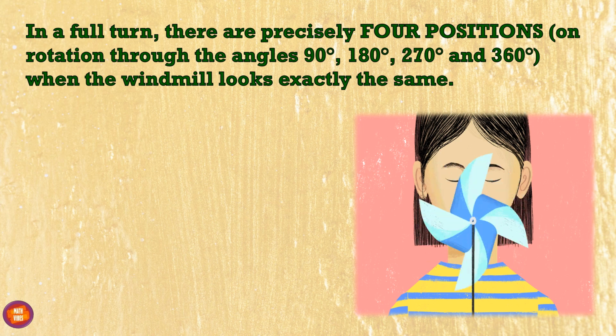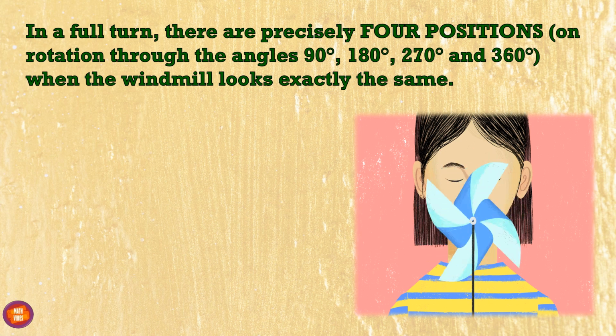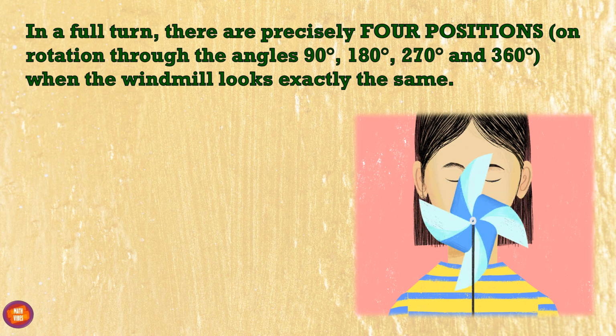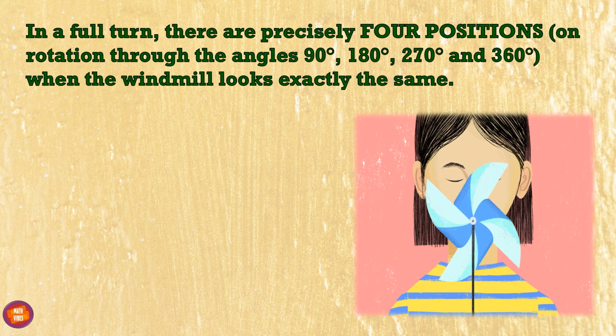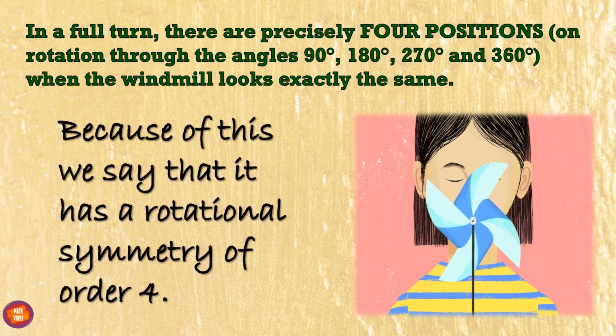So same way, though it cannot actually rotate, obviously we are just imagining it. If we talk about this windmill, then along these 4 positions, 90 degrees, 180, 270 and 360, it looks exactly the same. Okay, so these 4 angles are called the angles of rotation, and because it looks symmetrical at four different angles, its order of rotation will be 4. Because of this we say that it has a rotational symmetry of order 4.